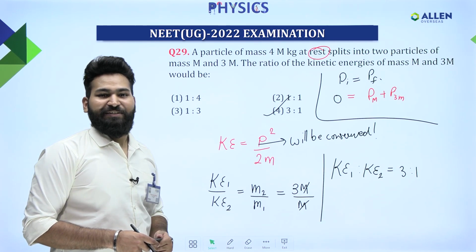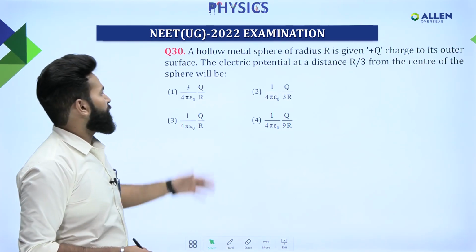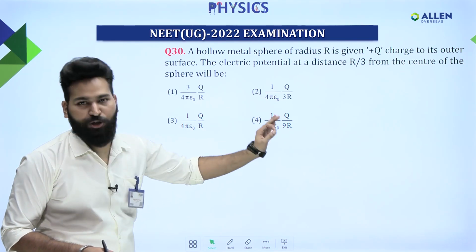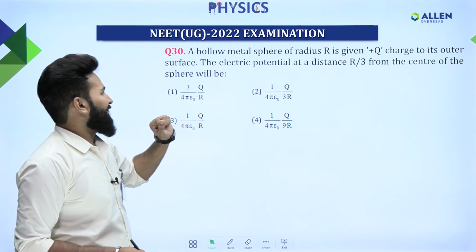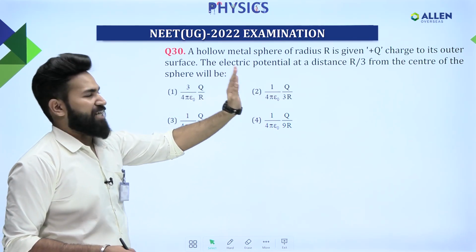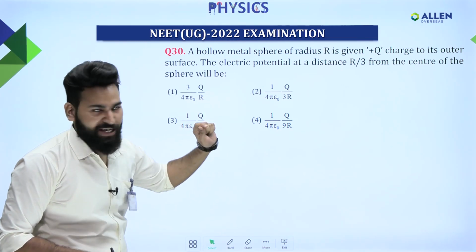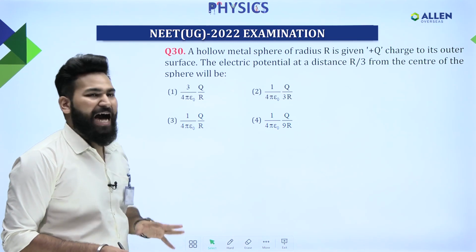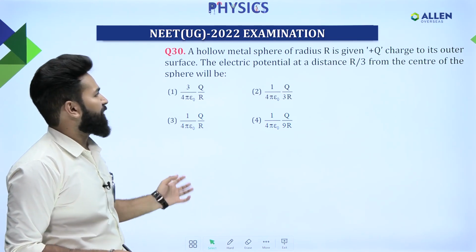That's great. Now let's move on to question number 30, which is again a very easy question, and exactly this question is given in our module. The question says that a hollow metal sphere of radius r is given plus q charge on its outer surface. The electric potential at a distance r by 3 from the center of the sphere will be.